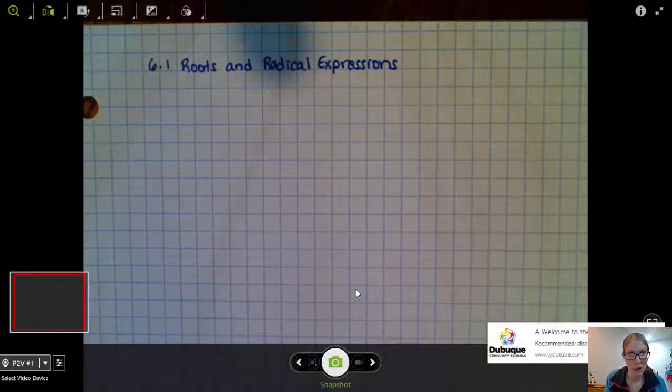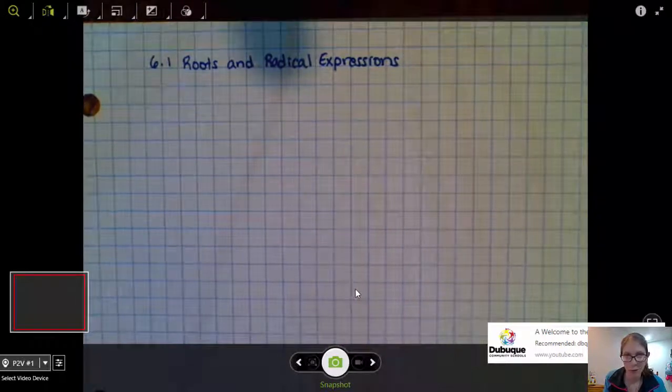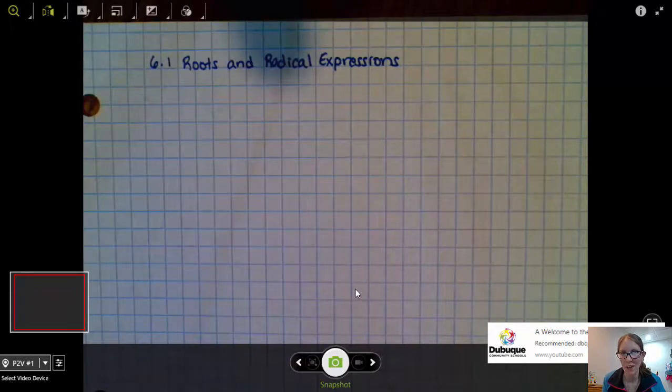We are on to a new chapter, new semester here, chapter 6, and chapter 6 is all about roots. Now we've seen square roots before, and in chapter 6 we're going to see cube roots, fourth roots, all sorts of other roots, and different things we can do with radicals. So to start us off here, roots and radical expressions, it's probably a good idea if we know what on earth it means if we really have a root.